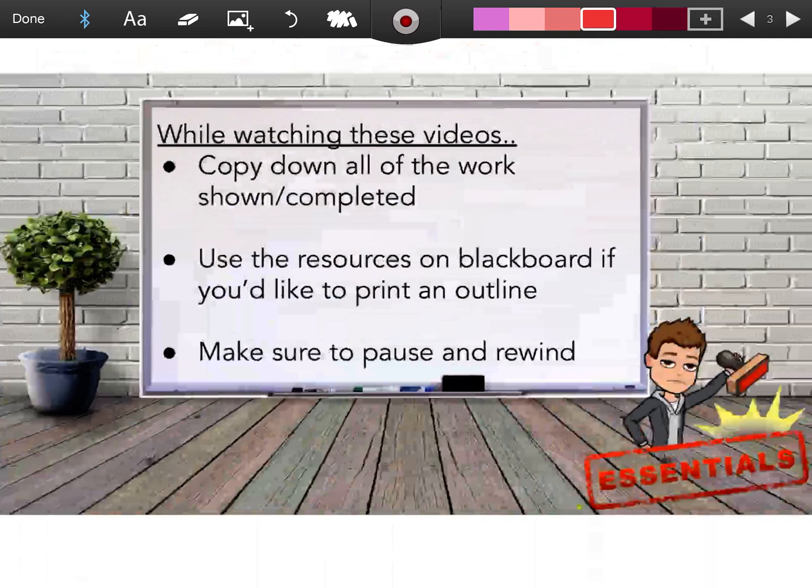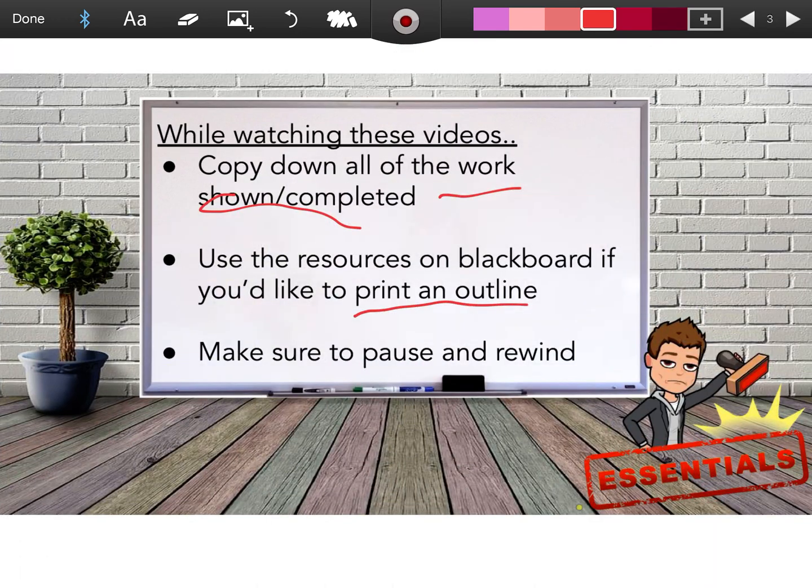This was mentioned previously, just to reiterate, so that we are making the most of our time in class and also with these videos. Make sure that you're copying down all of the work that's shown or completed. Use the resources on Blackboard if you like to print another outline, even though you already have one in the textbook you picked up at the beginning of the year. Make sure to pause and rewind if you get stuck on something that doesn't quite make sense. And if you practice all of these things, the material comes easier to you. You're able to ask more questions in class, and we're able to make the most of our time. Sounds good, right? Don't you think?